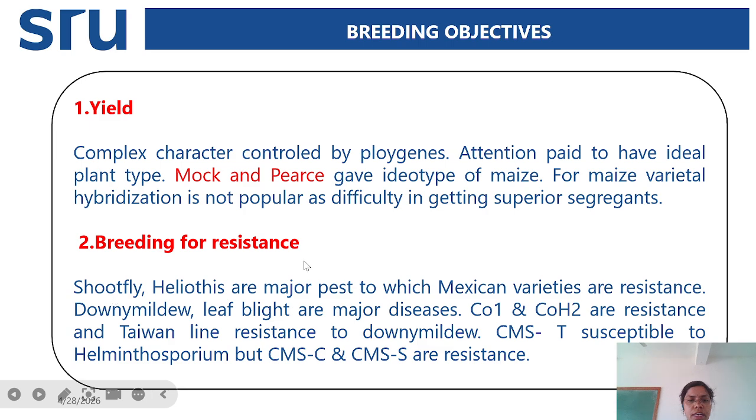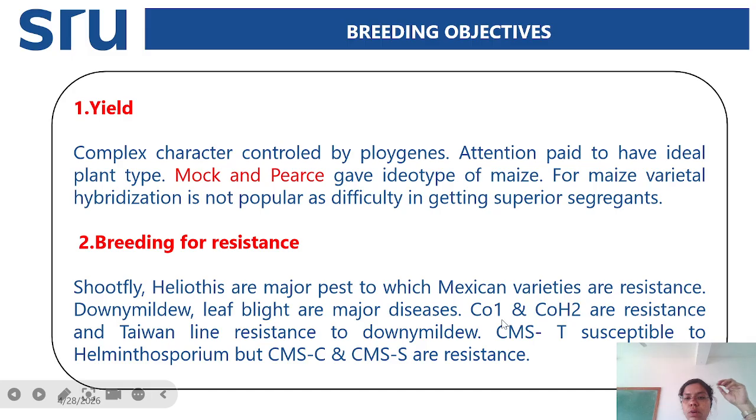Generally, the major pests in the case of maize are shoot fly and heliothis, to which the Mexican varieties are resistant. So shoot fly and heliothis are the two major pests present in the maize crop. Next are the major diseases, downy mildew and leaf blight. These are the major diseases in maize because we have the Texas cytoplasm, which became susceptible to downy mildew.